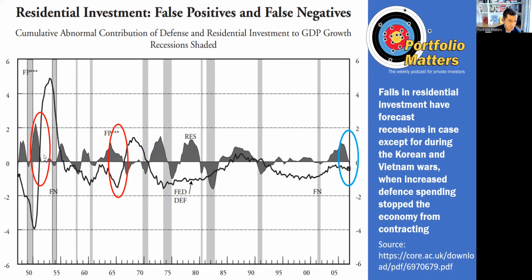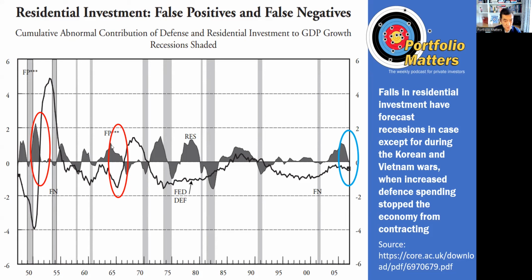So there's a big drop in residential expenditure in that period, but no recession. But that was the period of the Korean War, and the thick black line is defense expenditure. So what happened then was the fall in residential investment was more than offset by a huge rise in defense spending, which kept the economy going.